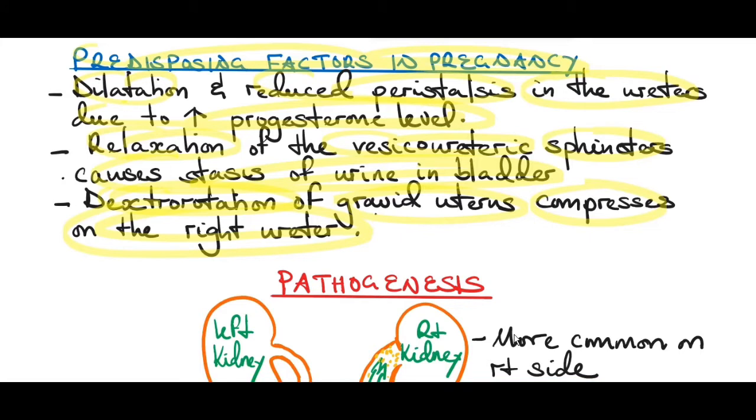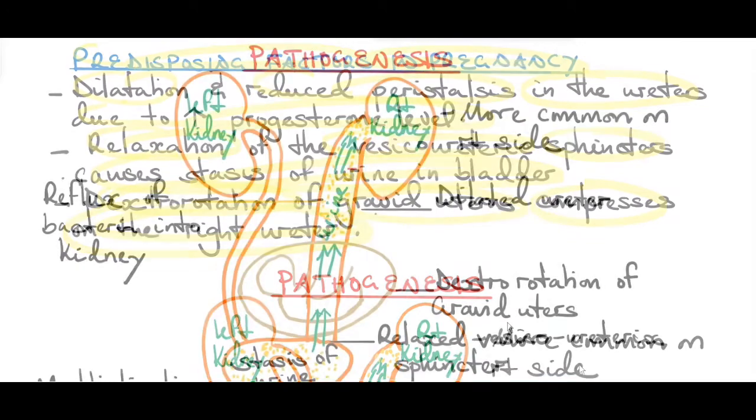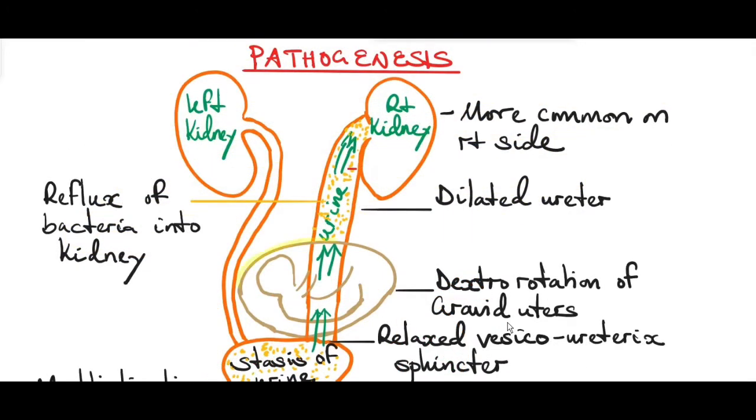And that obstruction also causes stasis of urine, which causes multiplication of bacteria, which causes a urinary tract infection. So as you can see in the diagram here, there's a gravid uterus sitting on the right ureter, which causes compression of the right ureter and results in dilatation of the ureter. So you find that instead of urine going this side, it's going back to the right kidney. So there's no flow of urine here.